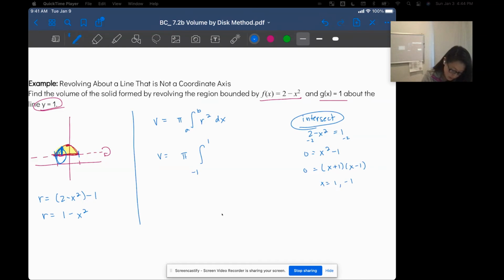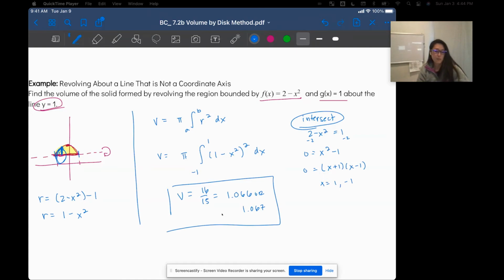-1 to x equals 1 of the radius squared. And the radius is calculated by the equation 1 minus x squared. And then we're squaring it again because it's the whole radius. So I will plug this into my calculator, and I get the volume is equal to 16 over 15, or 1.066, or 1.067 if it's rounded, sorry.